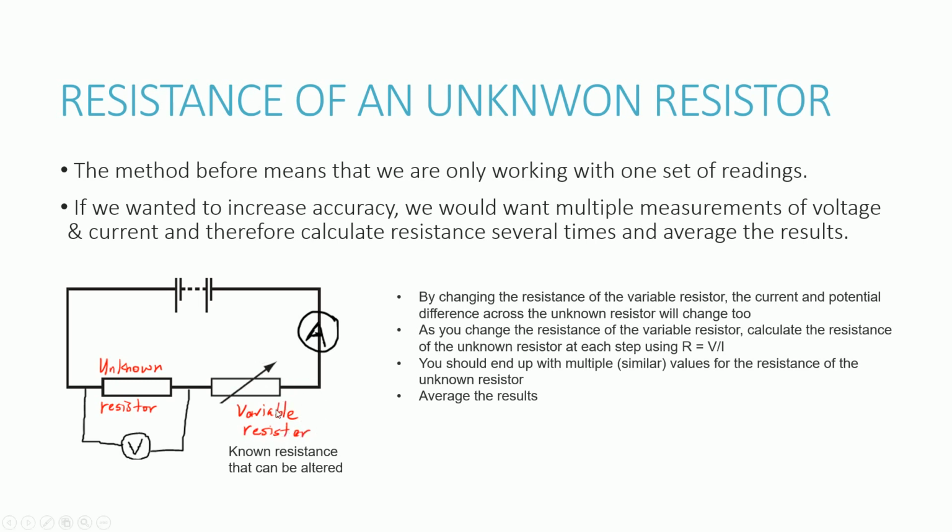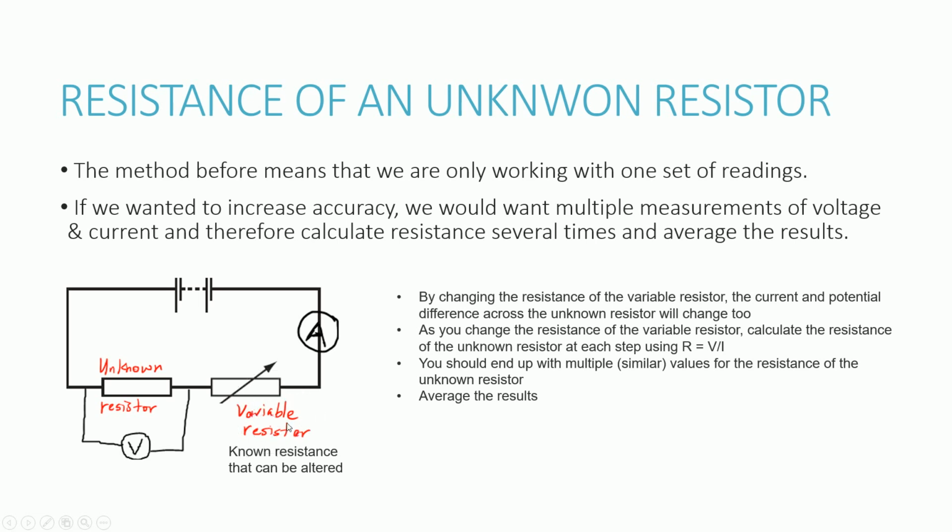The important thing about the variable resistor in this particular setup is that as we change the value of the variable resistor, say we go from 1 ohm to 2 ohm or 2 ohm to 3 ohm, every time we change that, it's going to change the reading on the ammeter and the reading on the voltmeter, which means that the current flowing through the circuit changes and the voltage going across the unknown resistor will also change as we change the resistance on the variable resistor.